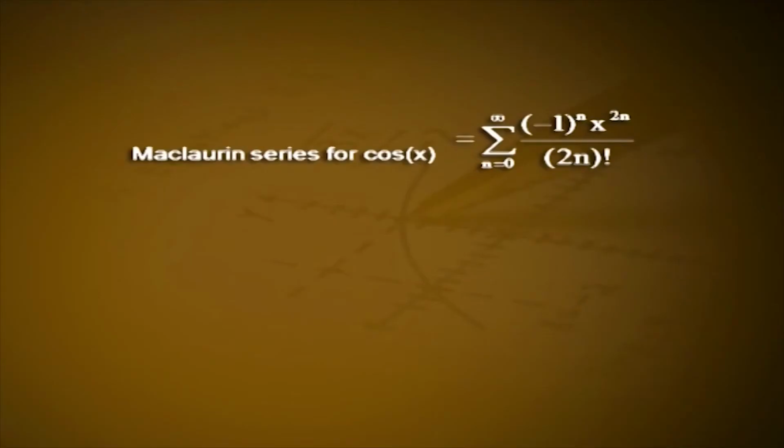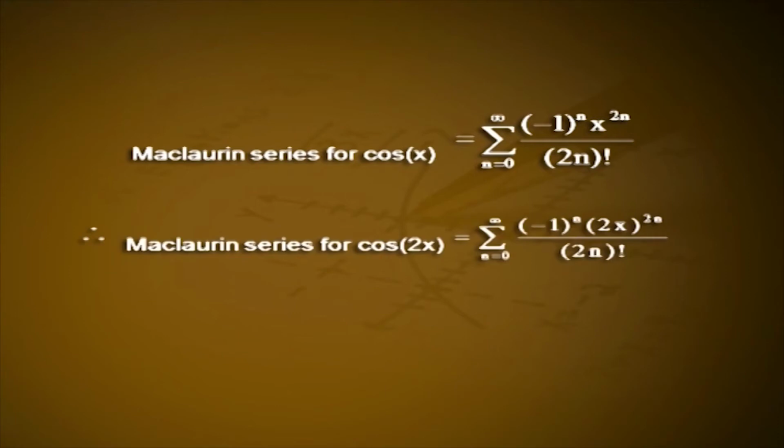Solution. We have cos²x = (1 + cos 2x)/2. The Maclaurin series for cos x is Σ from n=0 to ∞ of (-1)ⁿ x^(2n)/(2n)!. The Maclaurin series for cos 2x is Σ from n=0 to ∞ of (-1)ⁿ (2x)^(2n)/(2n)!, which is equal to Σ from n=0 to ∞ of (-1)ⁿ 2^(2n) x^(2n)/(2n)!.